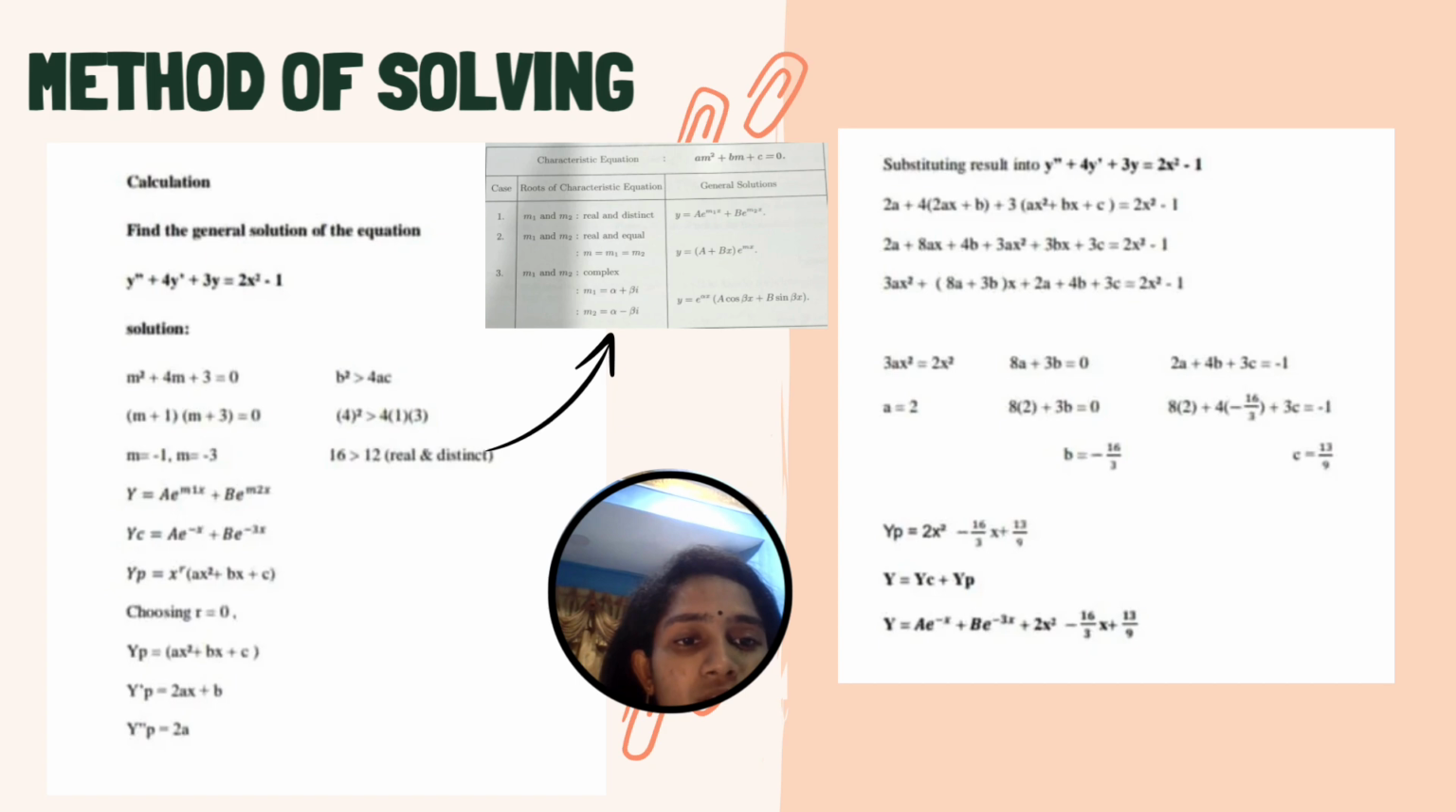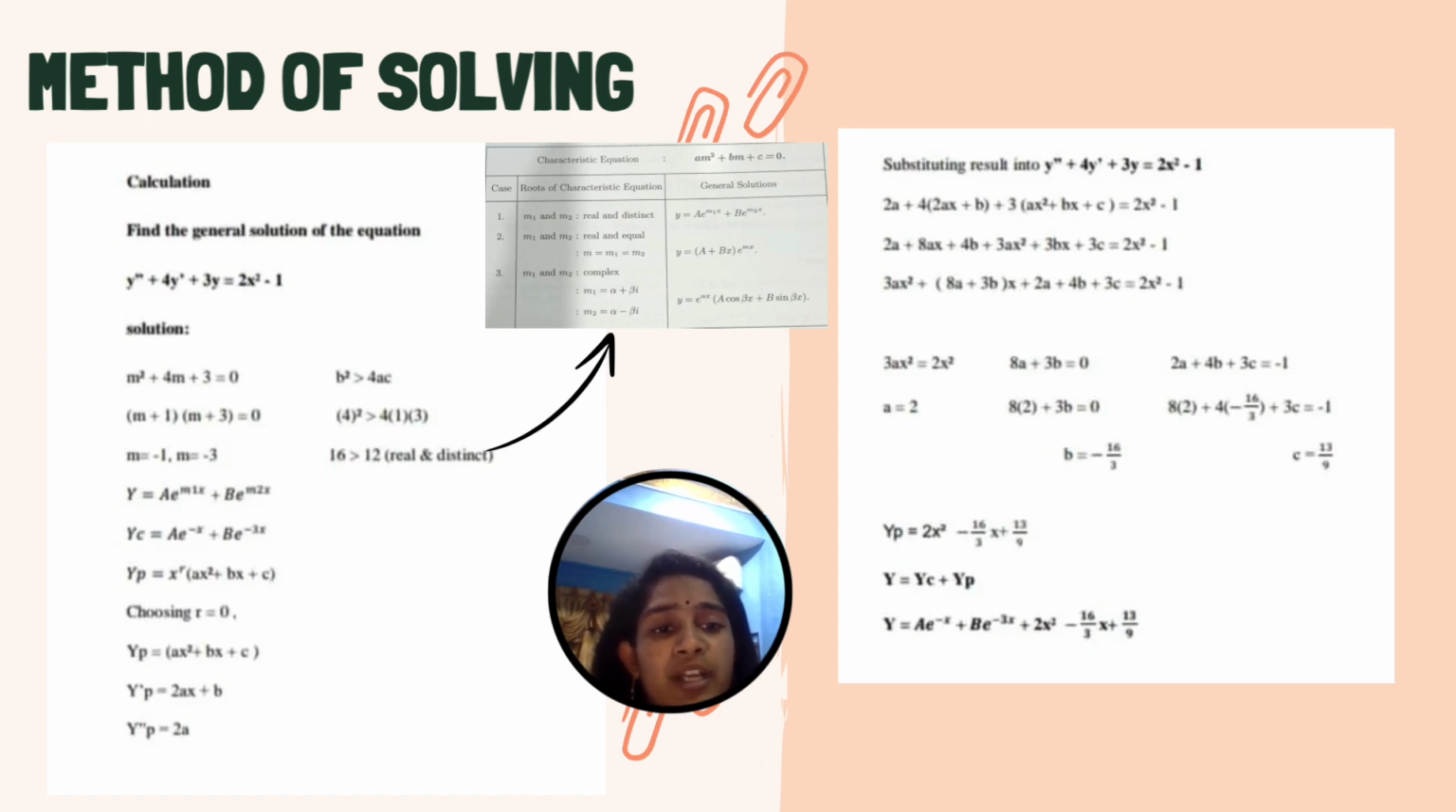If we compare to the 2x² − 1 equation, we get the A, B, C values, which are A equals 2/3, B equals −16/9, C equals 13/27. Okay, for the yp equation, we substitute the values into the yp equation. So the yp equation will be 2x² − (16/3)x + 13/9.